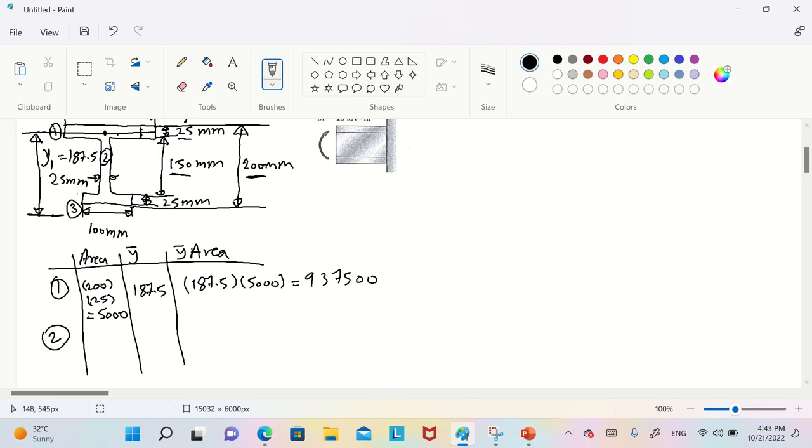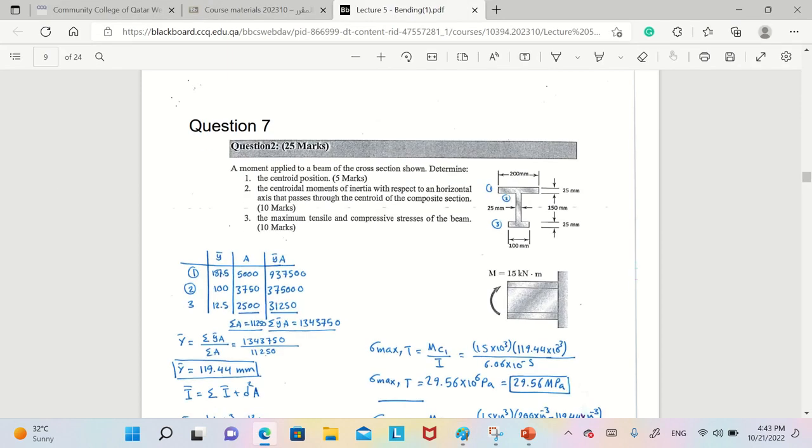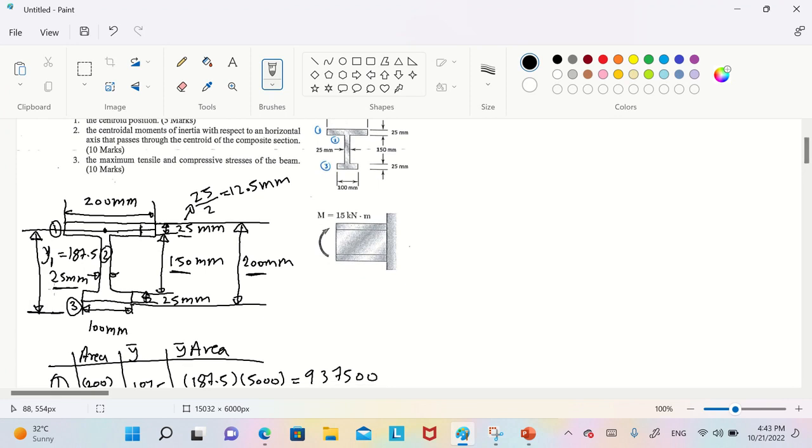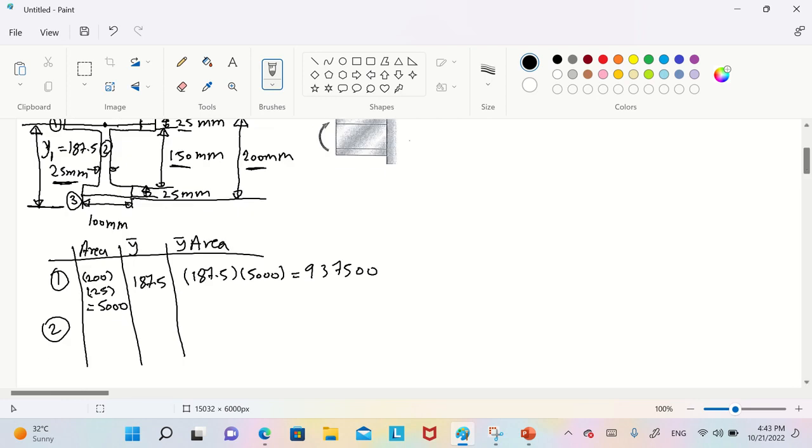The same as the second one. The base, as you see here, is 25. So 25 multiplied by the height of the second one. The height of the second one is 150. From here to here, 150. You will get 3750.